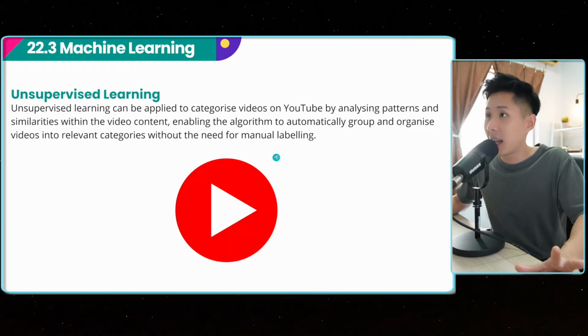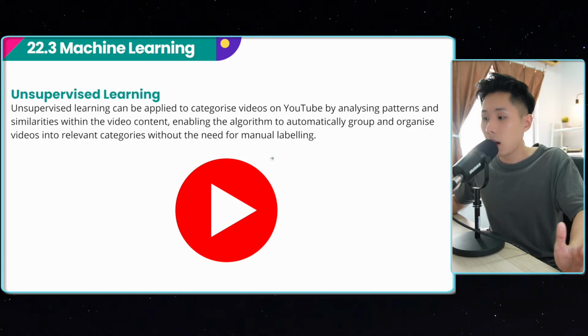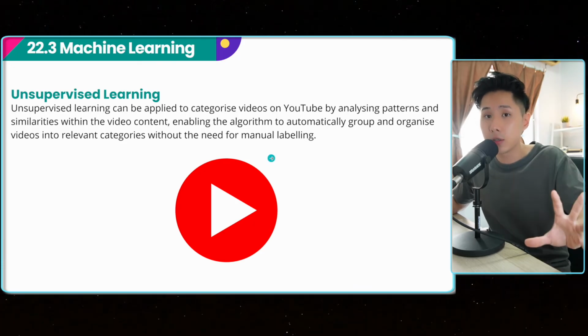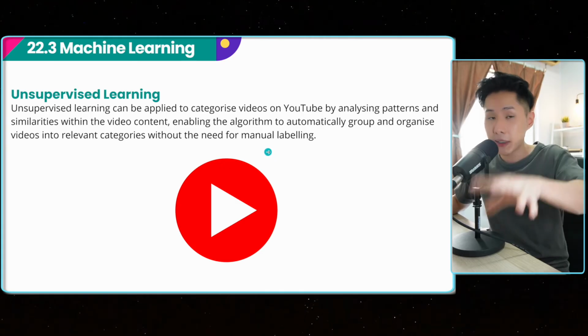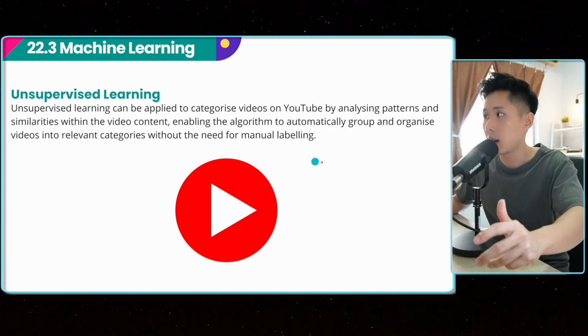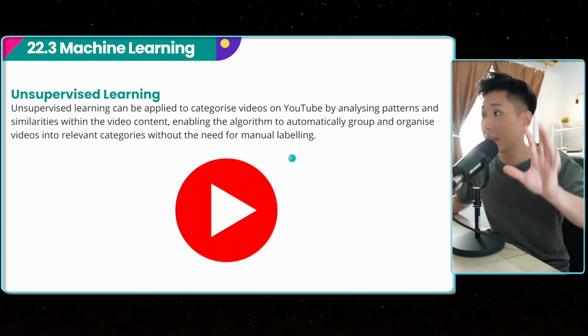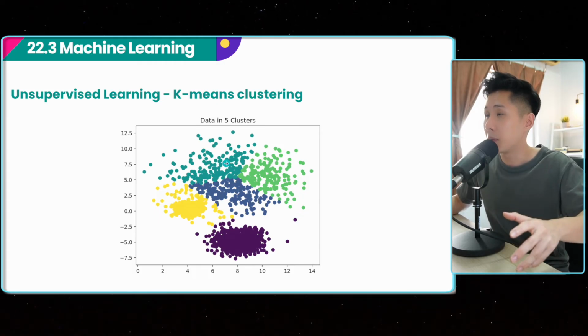If you notice, unsupervised learning is also being used on YouTube. They categorize the videos on your homepage to let you know this bunch of videos is about F1, this bunch of videos is about football, etc., without the need to label each video manually. And this is one example of unsupervised learning.